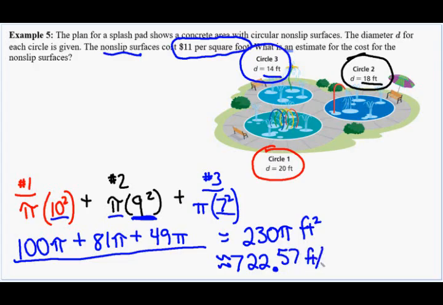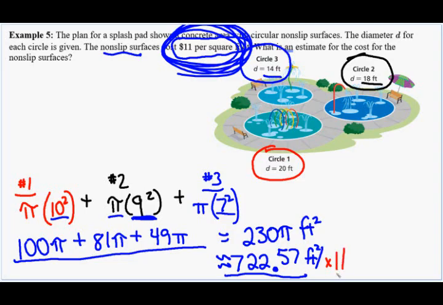722.57 feet squared. Now that's our square footage, and each square foot costs $11. So we're going to take that answer and multiply by 11. So our estimated cost is about $7,948.23. And there we go, example 4.